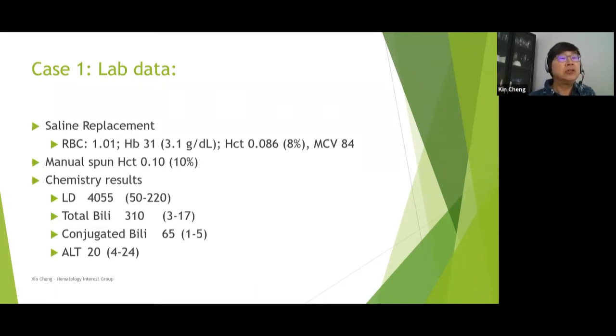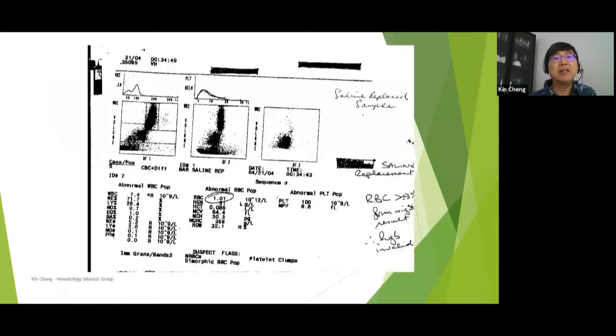So she looked at the chemistry results: LDH, very high; bilirubin, very high. Everything is abnormal except the ALT, okay? So the first three parameters there indicate that there is significant hemolysis going on, right? So she knew that there was something not quite right.